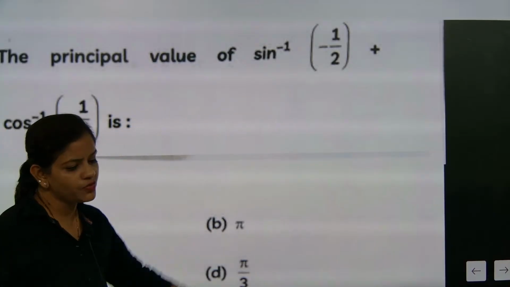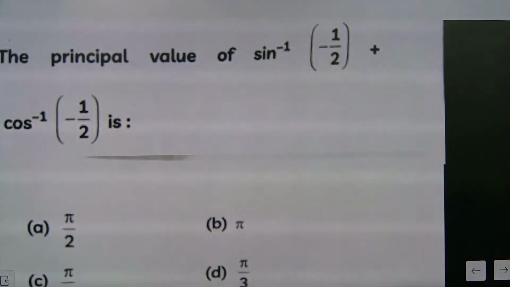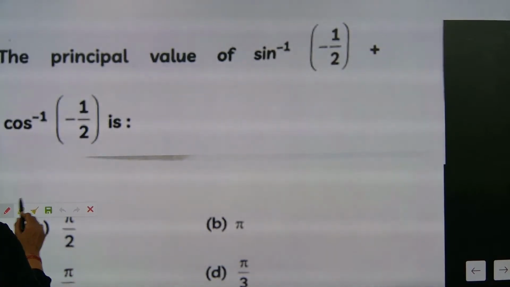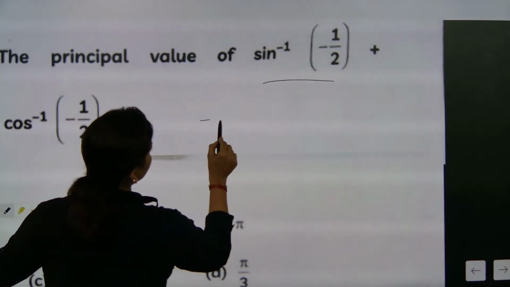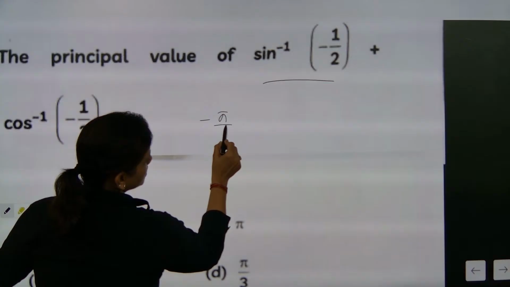Sine inverse of minus 1 by 2. Directly, what answer are you going to write? See, they have given an MCQ, so we will not waste time. This one will become minus pi by 6.